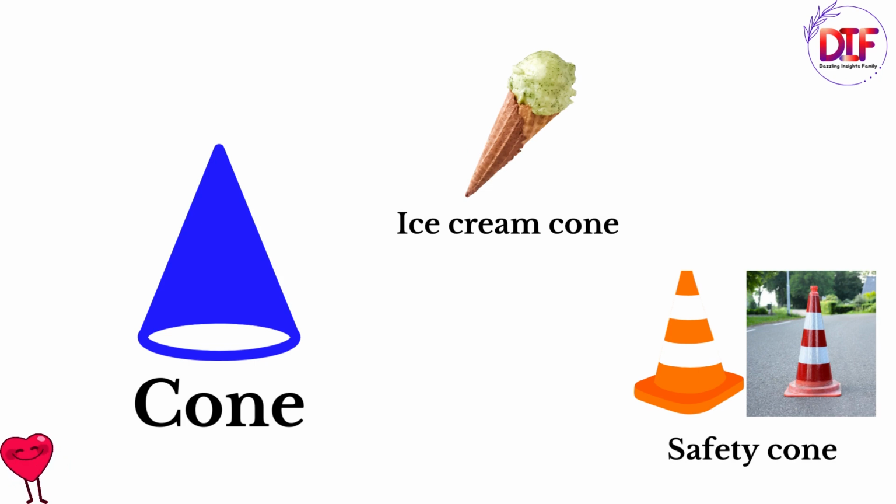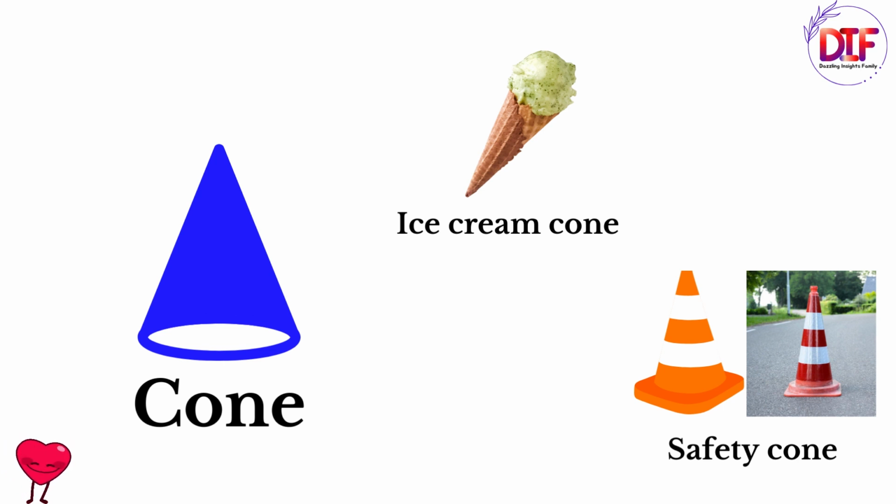Another one is cone. Cone. C-O-N-E. Cone. A good example of this shape is the ice cream cone. Another good example of this shape is the safety cone. That's when there is construction going on, or maybe road repairs or anything going on that has to do with safety. You will see these safety cones.